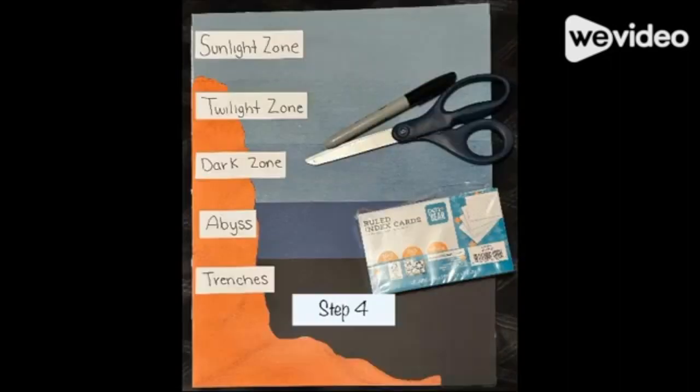Step 4. Create labels for each layer of the ocean using index cards. Cut index cards into appropriate size strips and write the name of the layer on the blank side of the card. Then glue the labels in the correct order.